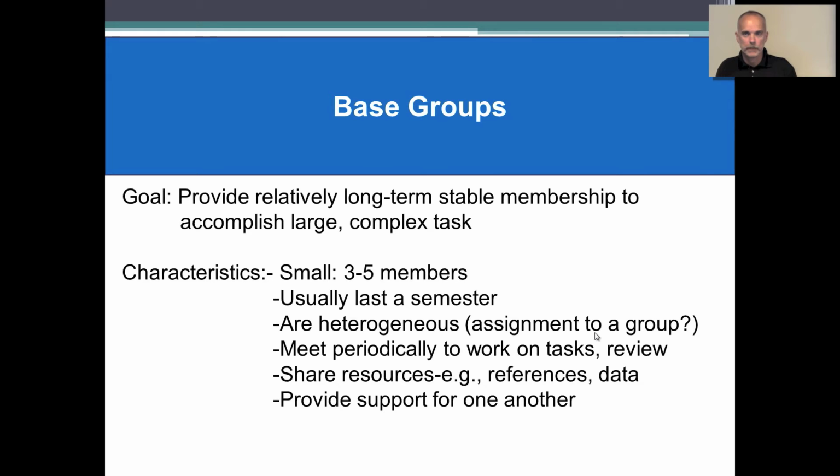So what are some characteristics of base groups? First of all, they're usually small in terms of membership, anywhere from 3 to 5 members. Things to think about in group size are the objectives that you have, the number of groups that you want to manage, and obviously class size. There's no one magic number. It really depends on, I would say, your objectives for the assignment and the size of your class are two primary considerations.